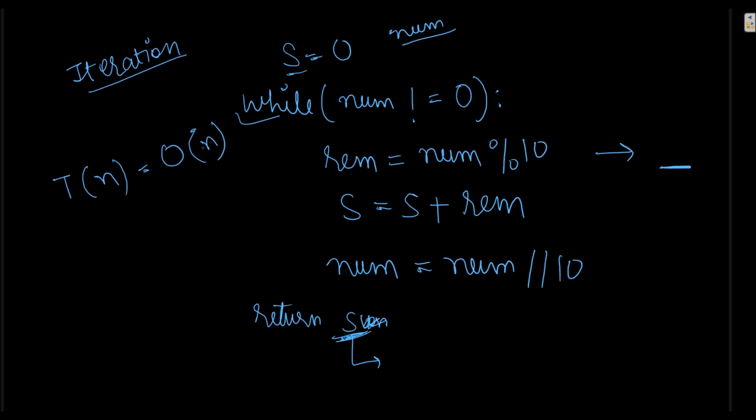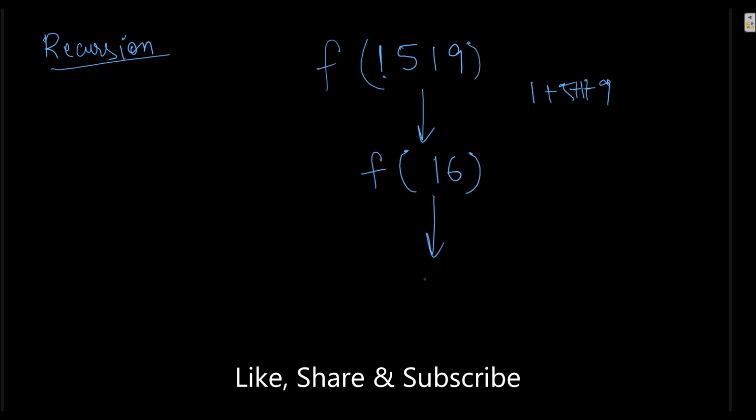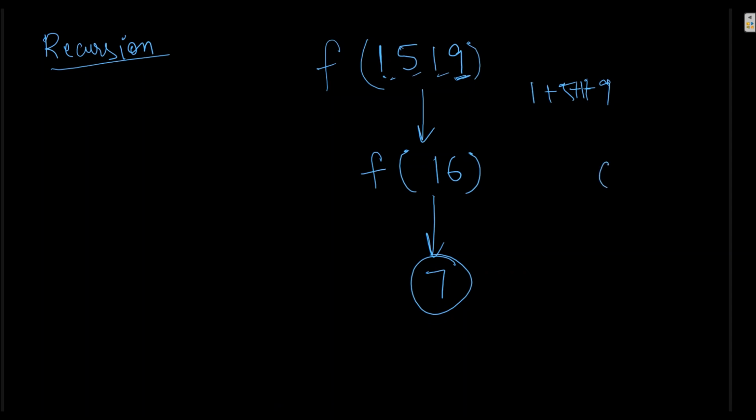Right? There are other ways also. We can go for recursion. For recursion, if we have the digits 1, 5, 1, 9, what will we do? We will do the sum 1 plus 5 plus 1 plus 9, which will be 16. Then we again recurse on 16, which will be 1 plus 6, 7, depending on the number of digits we are summing. So the time complexity will be constant.